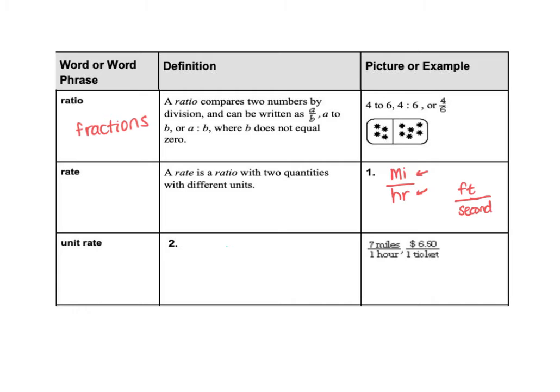A unit rate. A unit rate is a rate with a denominator of 1. Okay, so notice how it's 7 miles for 1 hour and $6.50 for one ticket. Whenever the denominator of the rate is 1 unit, that is considered a unit rate.